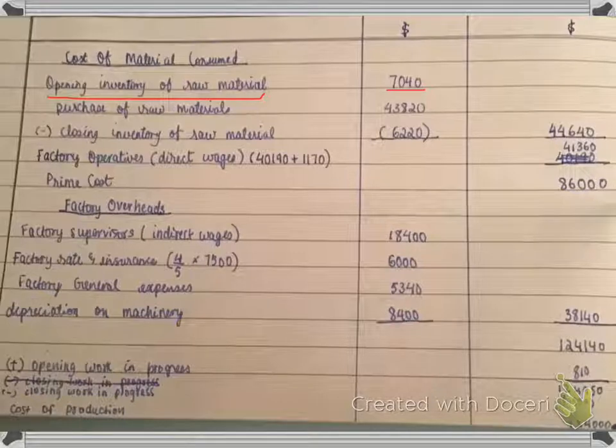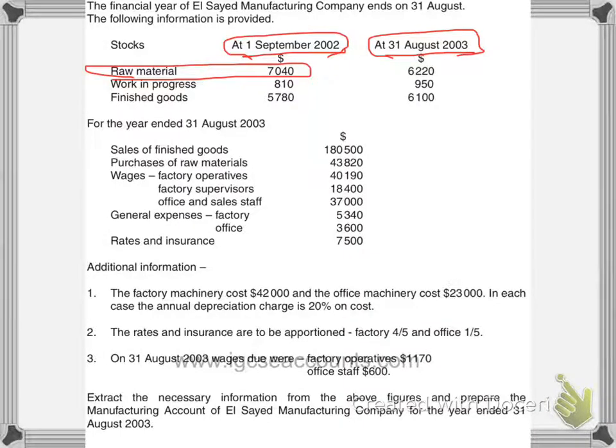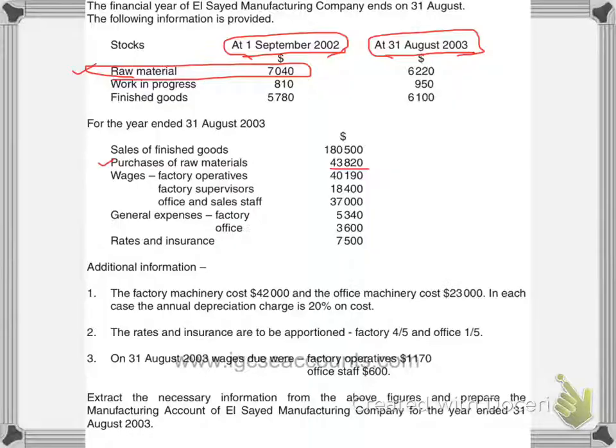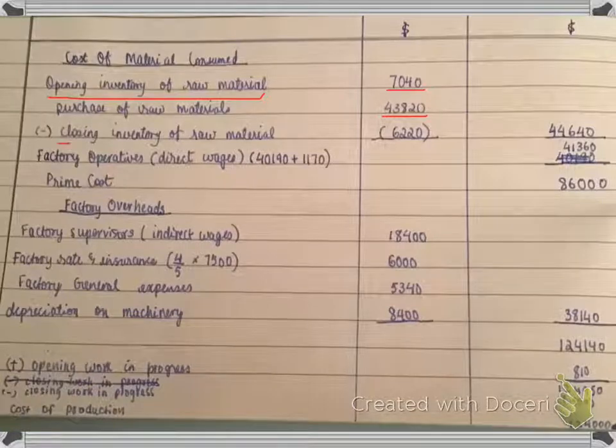After that we'll have to record the purchase of raw materials. Now that is over here, so we can take the amount 43820, and here we can tick, we add that. Then if there's any carriage inwards, we add that, but in this question we don't have any carriage inwards, so we can directly go to deducting the closing inventory of raw material.